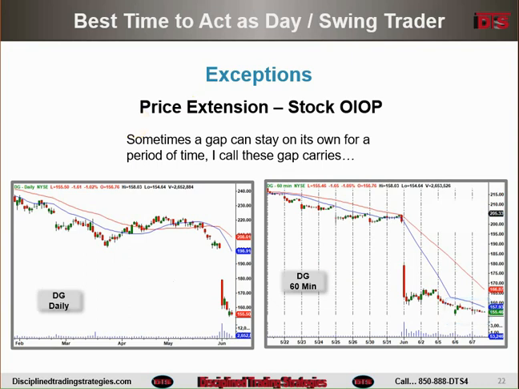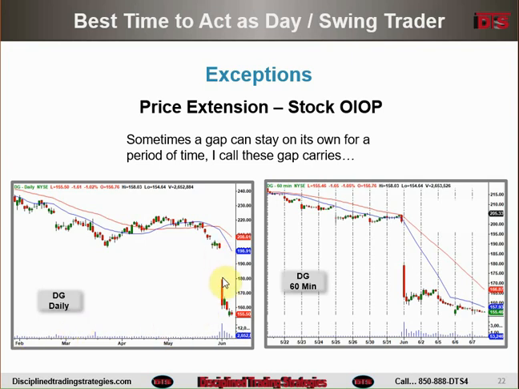Price extension: a stock on its own page. Sometimes a gap can stay on its own page for a period of time. I call these gap carries. In other words, a stock gaps and the issues are not resolved on day one. When you gap underneath weeks and weeks of pattern, all the people long have shares and they don't all sell on day one, right? They're hoping that it's oversold when it gaps down and it's going to come back.